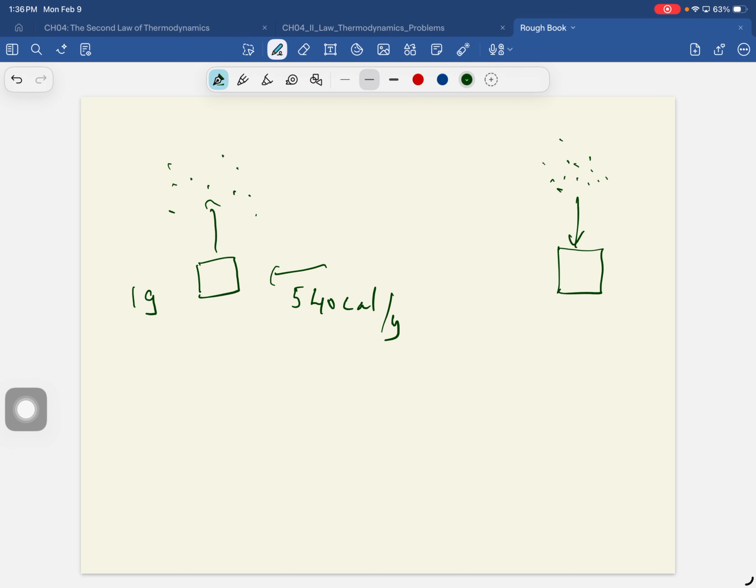So here, in this room, do you know what the humidity is in this room? Huh? 50%. Very good, 50%.